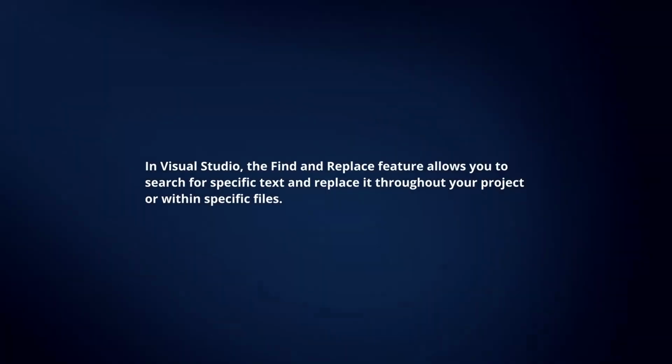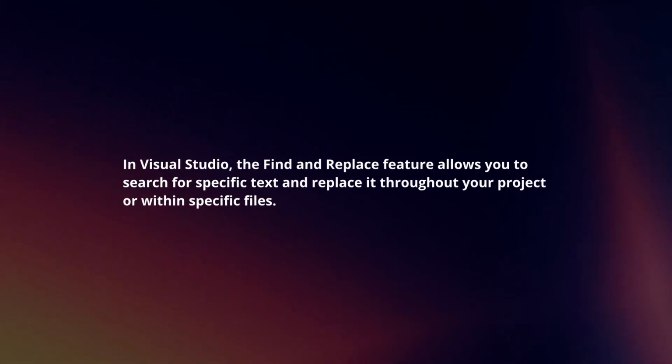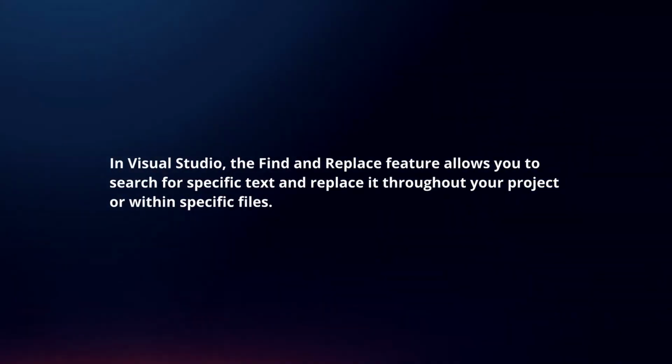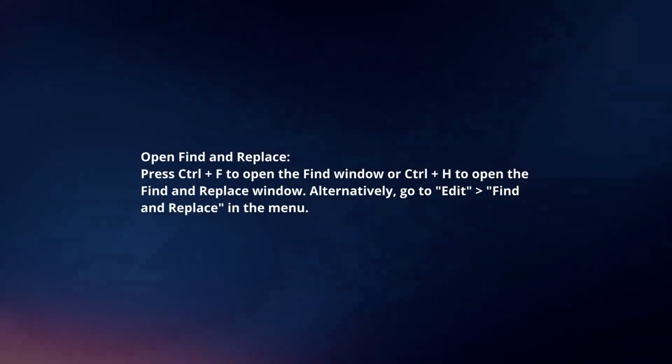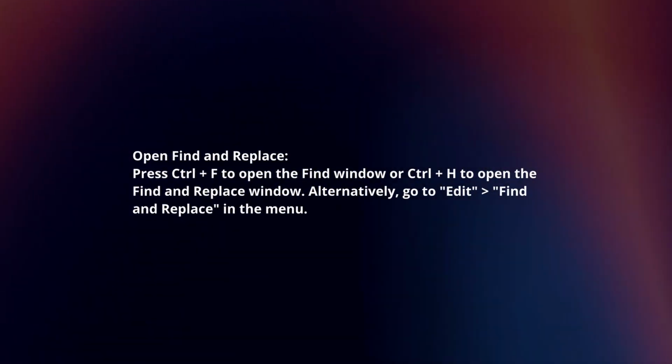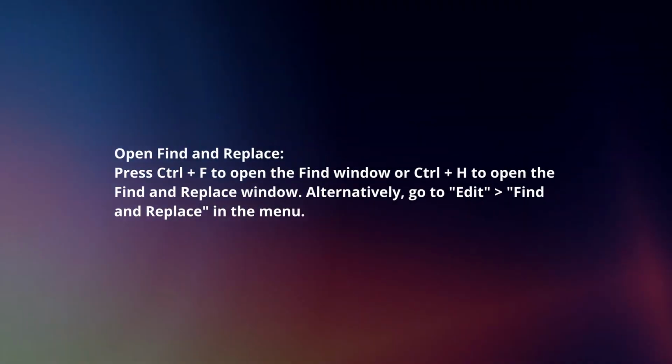In Visual Studio, the Find and Replace feature allows you to search for specific text and replace it throughout your project or within specific files. Here's how to use it. Open Find and Replace. Press Ctrl+F to open the Find window or Ctrl+H to open the Find and Replace window. Alternatively, go to Edit, Find and Replace in the menu.